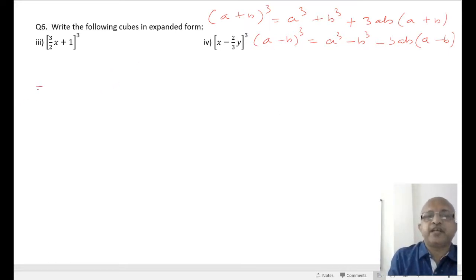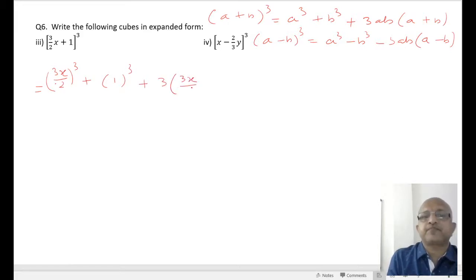Now see here, a is what? So first term cube and second term. First term is what? 3 by 2x. So that we can write as (3x by 2) whole cube as well, right? Second term cube, plus 3 first term, right? This is 3 by 2, so we can write 3x by 2 also into 1, and in a bracket 3x by 2 plus 1.